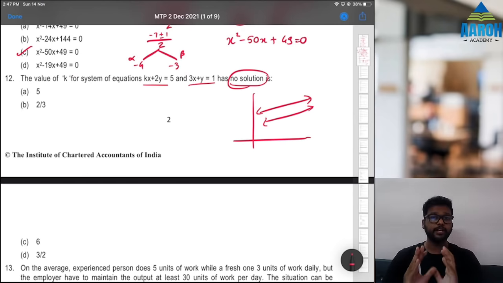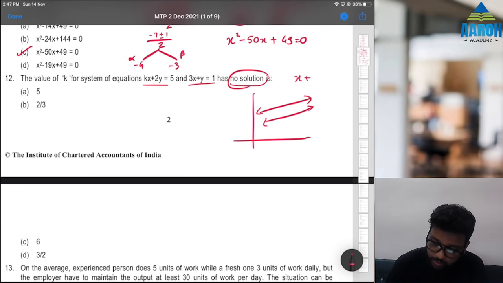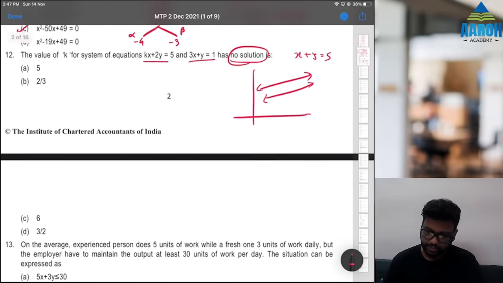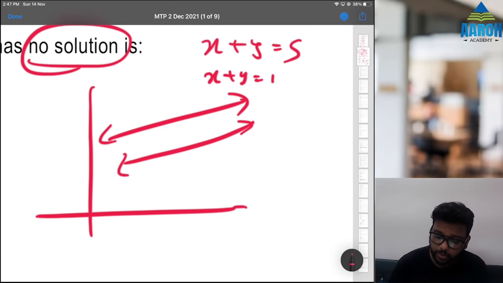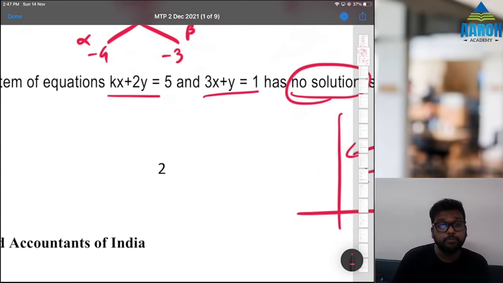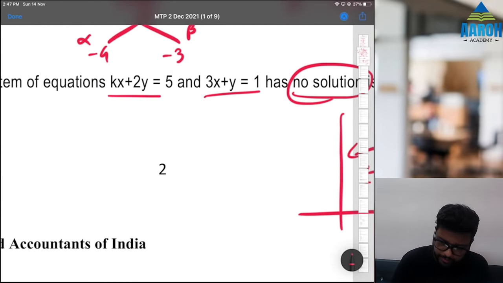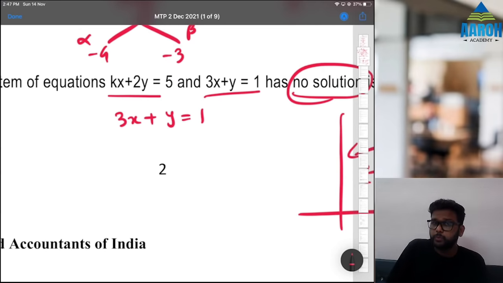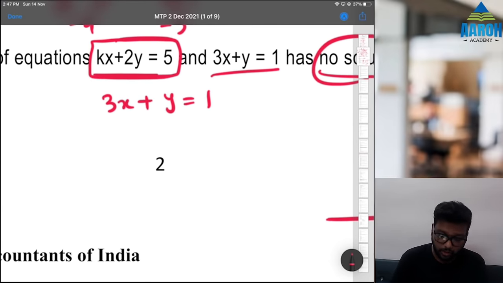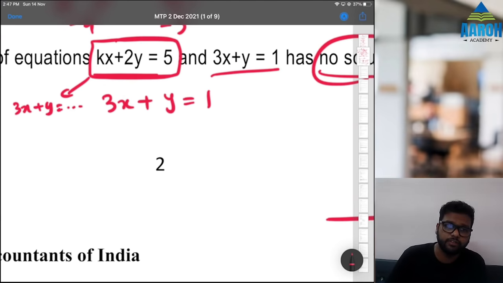Try to understand logically. For example, if we have x plus y as 5 and another equation, let's say another equation that we have is x plus y is equal to 10. Now obviously that has no solution because x plus y is 5 and x plus y is 10. That is not possible together. So this must be something like that. So what we'll try to do is we have one equation as 3x plus y is equal to 1, right? Okay. Now we will try to convert this equation such that on left hand side we get 3x plus y is equal to something.